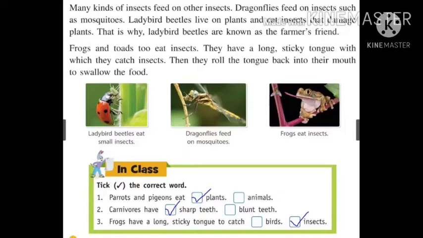Frogs, how do the frogs eat? They have a long and sticky tongue. With the help of their tongue, they catch insects. They roll the tongue back into their mouth and swallow their food.